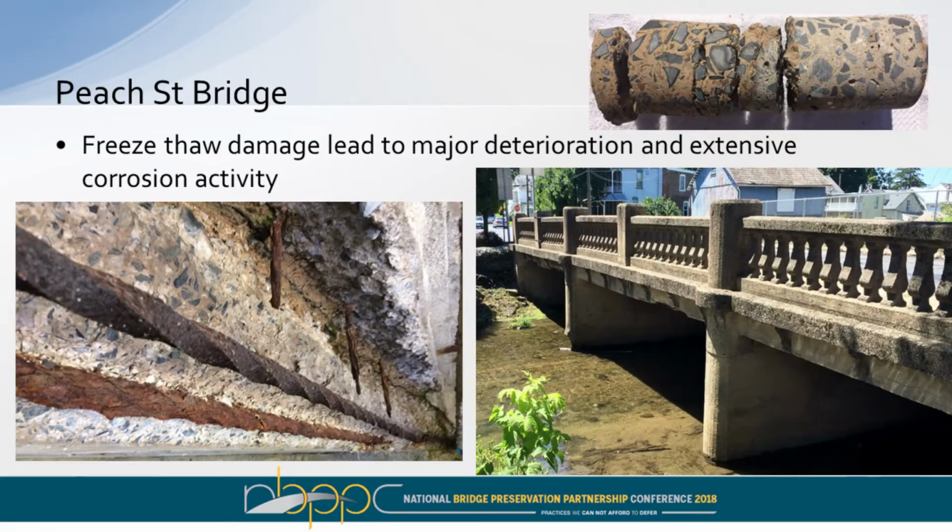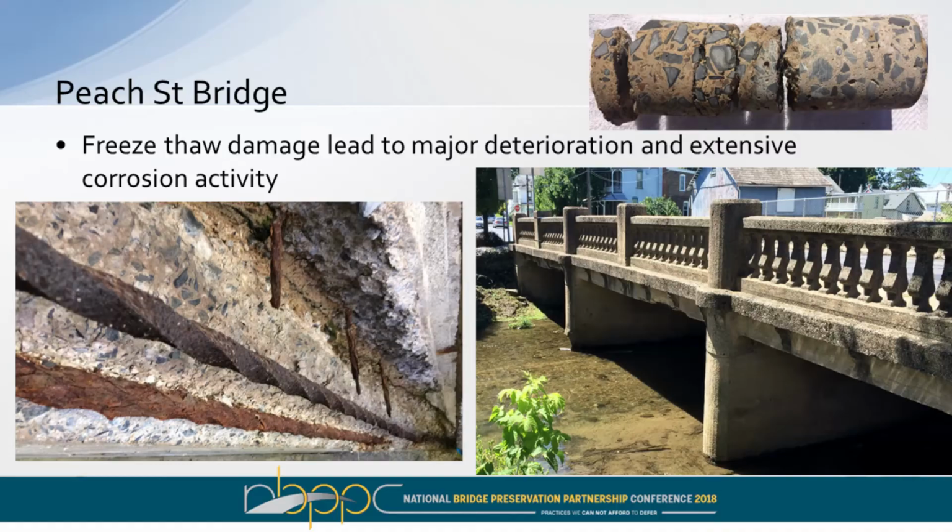Here, this is a bridge. This is an older bridge. It's P Street. This bridge had no air entrainment, so it started to have freeze-thaw damage. You can see a core collected from the deck, just the subparallel cracking through the core. And that subsequently allowed a tremendous amount of chlorides and moisture to get into the rebar. And you can see that the stirrups are completely gone.